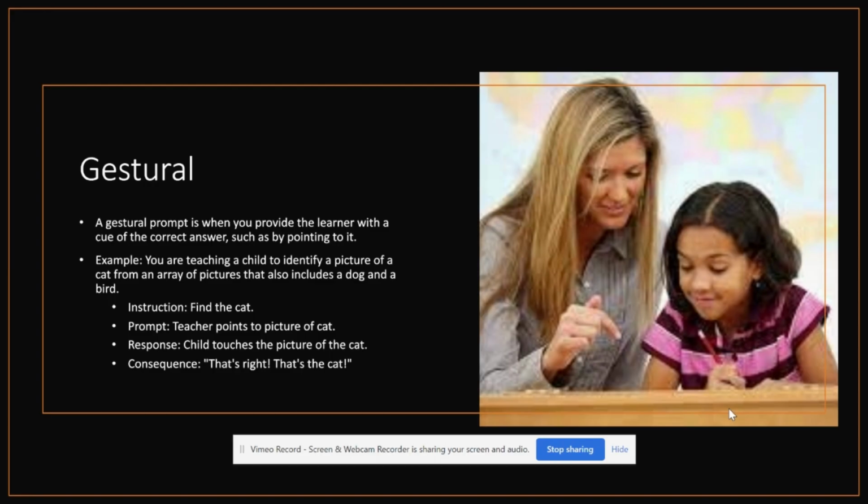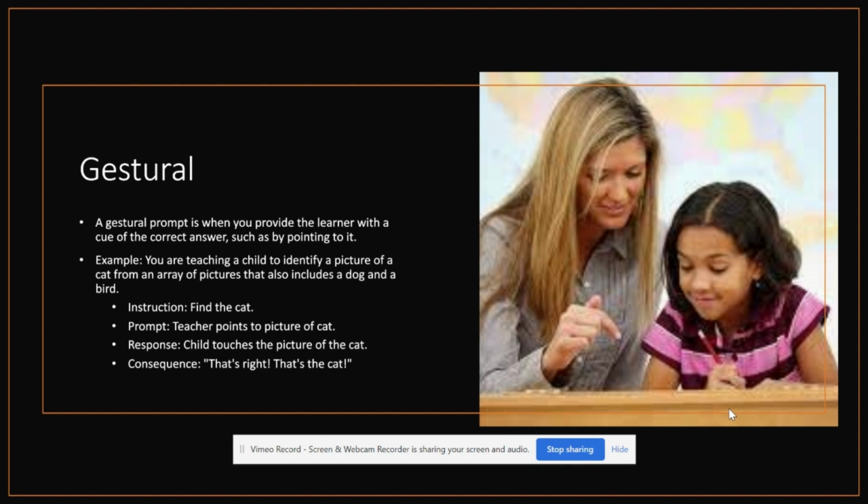The next type of prompt I want to discuss is gestural. So a gestural prompt is when you provide the learner with a cue of the correct answer. So this is by pointing to it. You can also do different things like nodding your head or just, kind of like a general hand gesture.